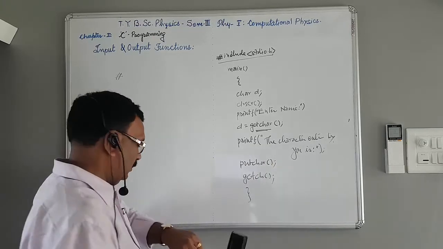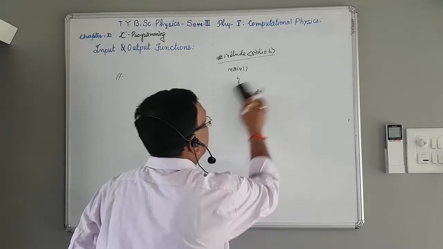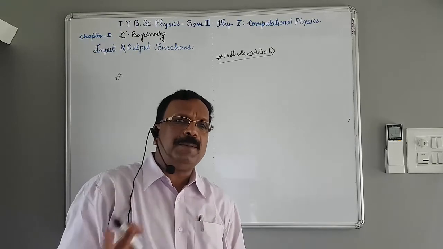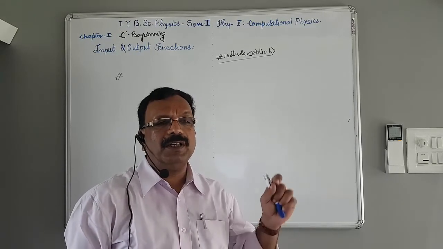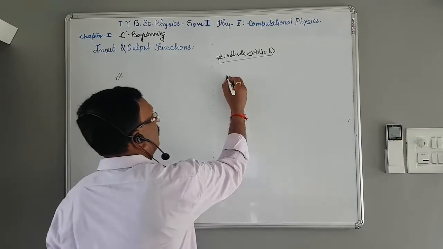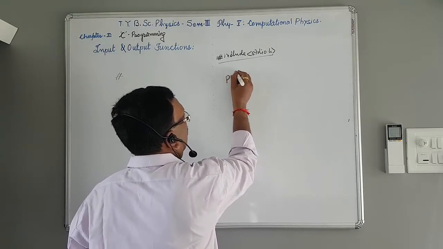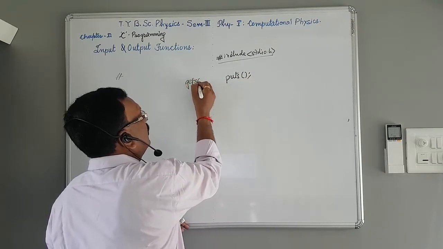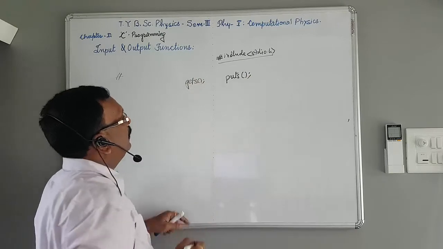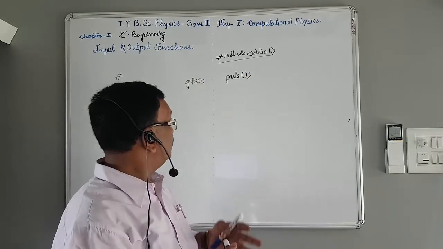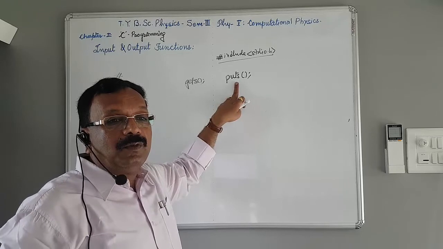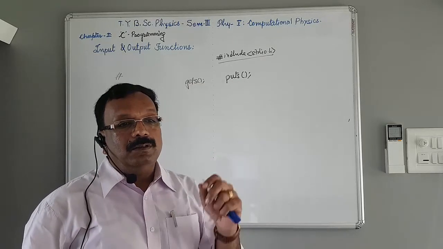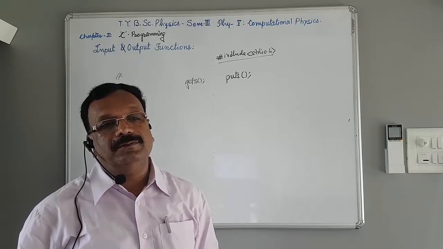Then the last output function, the puts function. The function puts works exactly opposite to gets. We have to see what this function does, but this function works oppositely. It outputs the string on the screen. Okay.